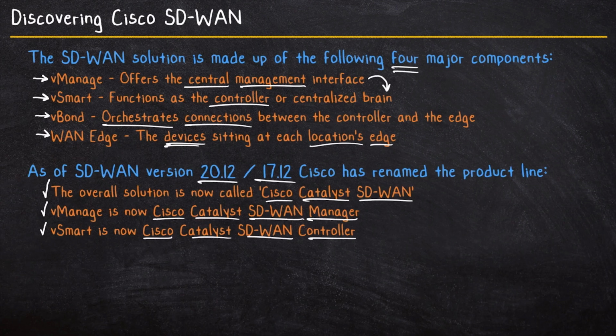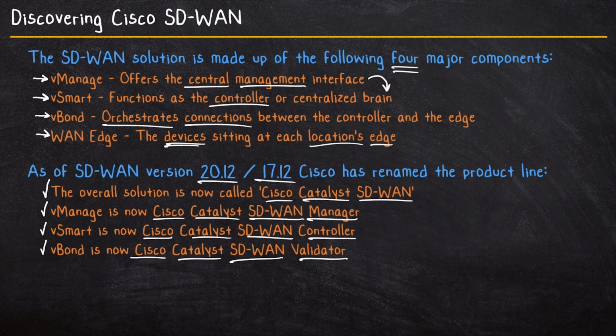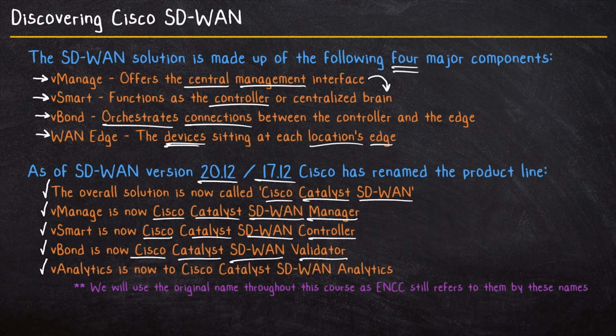You might be getting a little bit of a trend on how these names are running. They all tend to begin with the product name Cisco Catalyst SD-WAN. Next up is vBond, which is the big surprise, Cisco Catalyst SD-WAN Validator. And finally, there's another component we haven't really discussed yet called vAnalytics. This is now the Cisco Catalyst SD-WAN Analytics. This is for collecting and analyzing information about our network. We'll talk about this in more detail in an upcoming video.